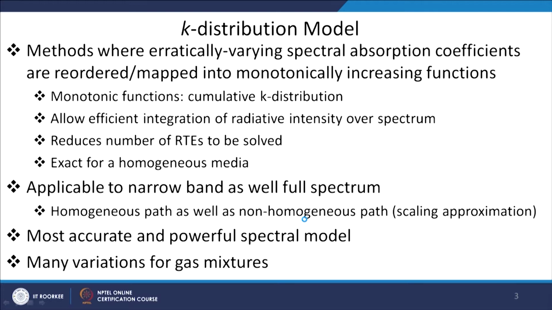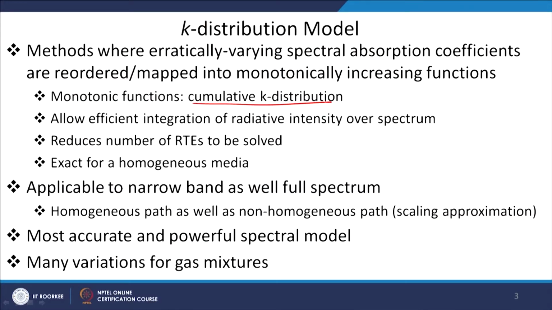So, there are a number of methods. In fact, K distribution is a class of methods where the erratically varying spectral coefficient is reordered. We will understand what reordering is, but I try to explain it in a very crude form: we are solving a radiative transfer equation not in wavelength space, rather we are solving it in absorption space. One RTE we are solving for each value of kappa_lambda, constant kappa_lambda on all wavelengths. This is called reordering.